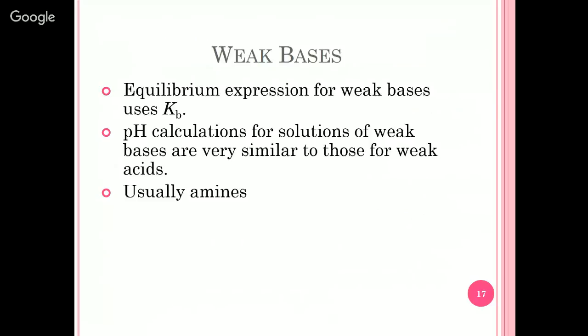Now when you set up your ICE table and solve for X, you will actually be solving for your hydroxide ion concentration. But there is a relationship between hydroxide and hydronium. You can either calculate the pOH and subtract from 14 to get the pH, or you can use the equilibrium expression for water, solve for the hydronium ion concentration, and then take the negative log of that to get the pH. So there are two ways that we can find pH when looking at weak bases.